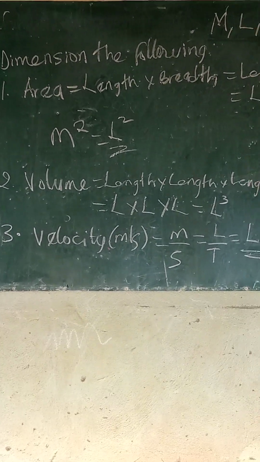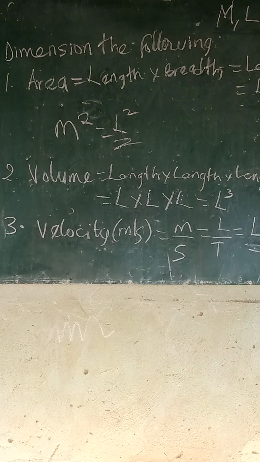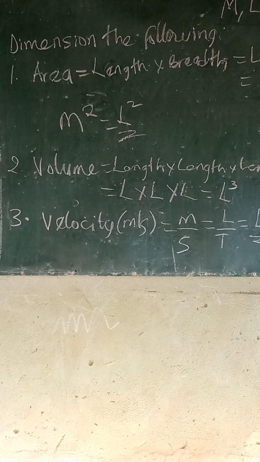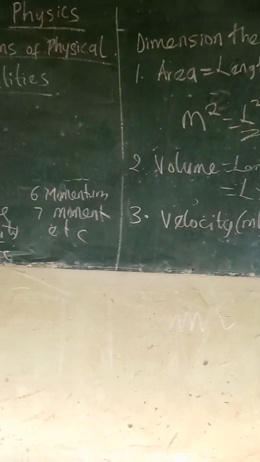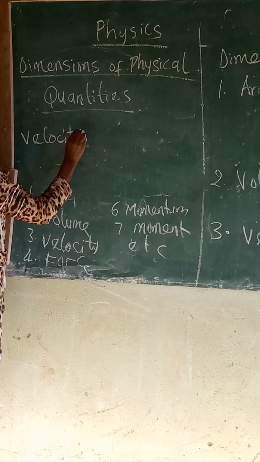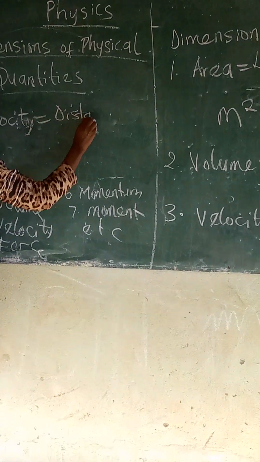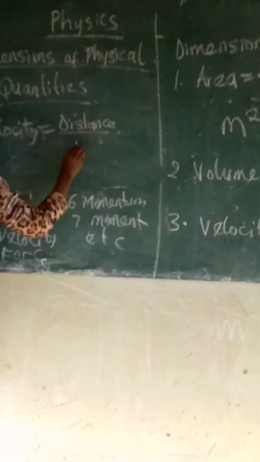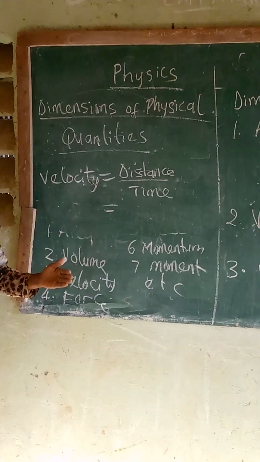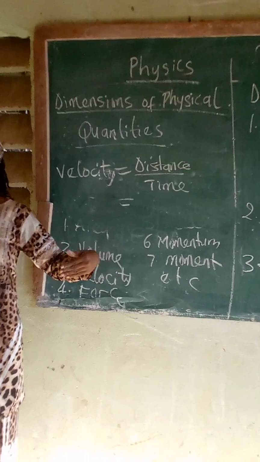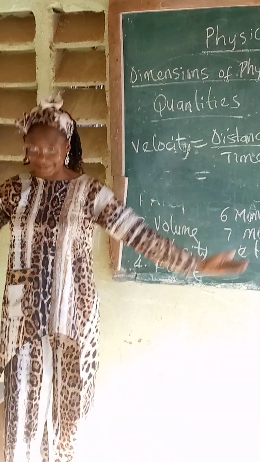But if you want to use the formula method, we could simply do this. We have velocity is equal to distance over time. Distance is simply the gap between 2 points, which is equivalent to length.